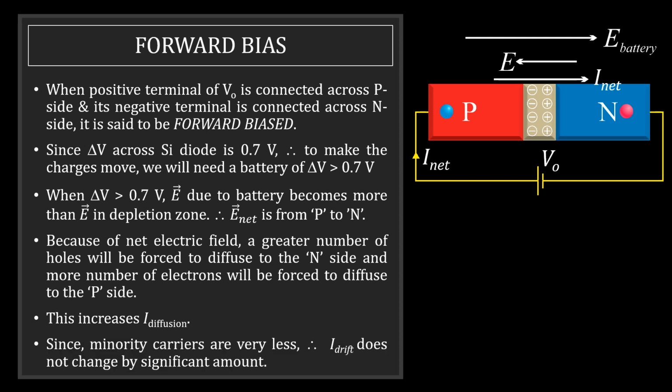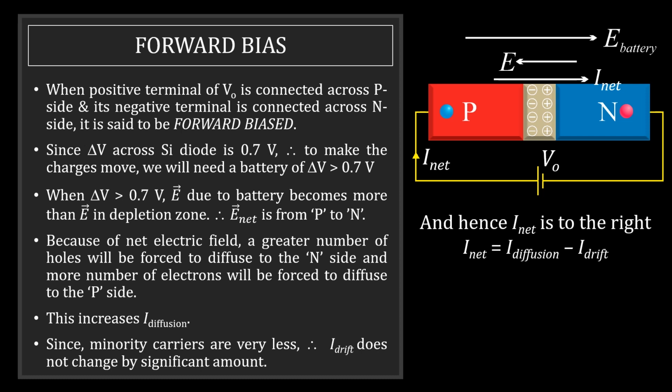Since the number of minority carriers is very small, the drift current doesn't change by a significant amount. The reason for I drift is not how fast the electron crosses the junction, but how often they do so. Because the number of minority carriers is very small, they will not cross the junction very often. So the drift current does not change by a significant amount. Therefore, the net current is going to be I diffusion minus I drift.